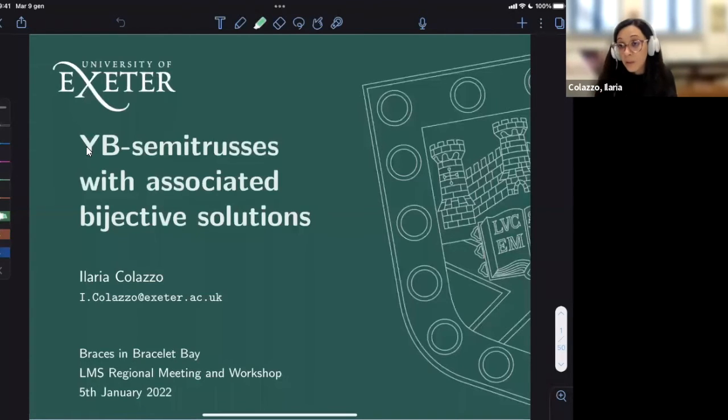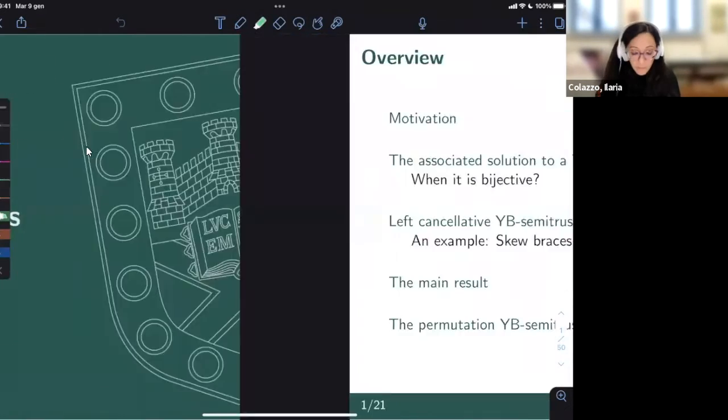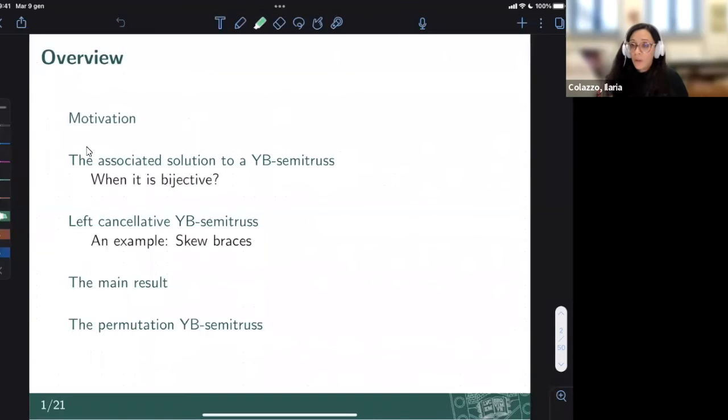do a really good job, but as Charlotte showed, we can use the structure monoid, which does not have the injectivity problem. So I want to show you with this talk that YB-semitrusses can give new results even in the context of bijective solutions. Just an overview of what I'm going to talk about.